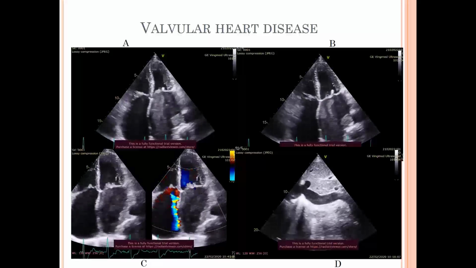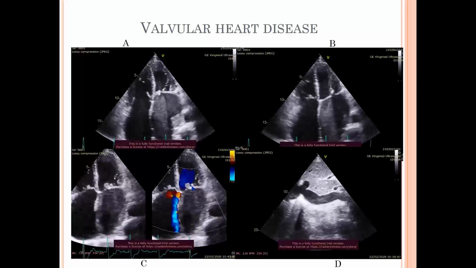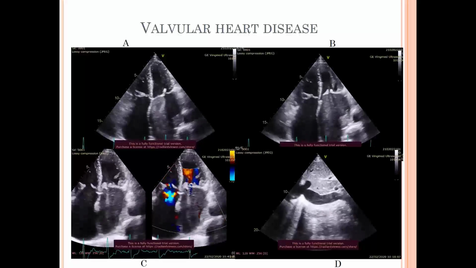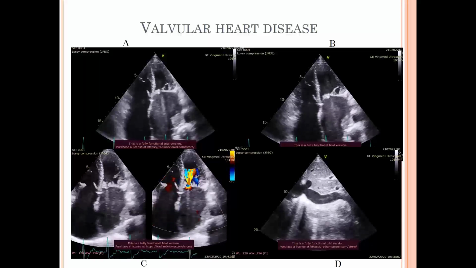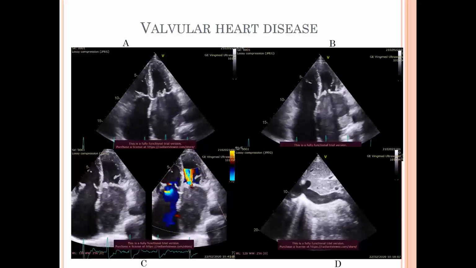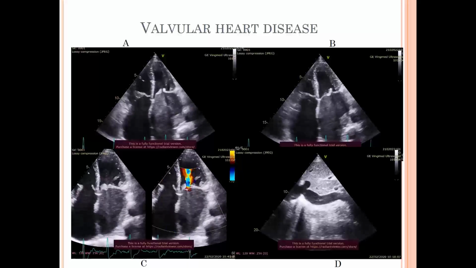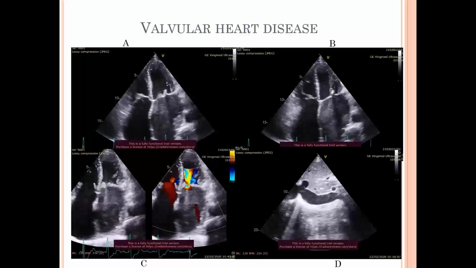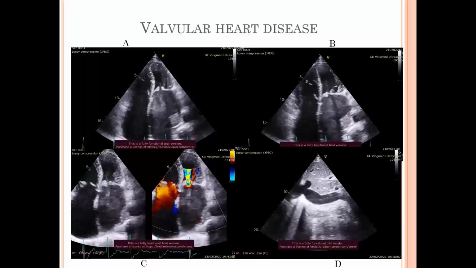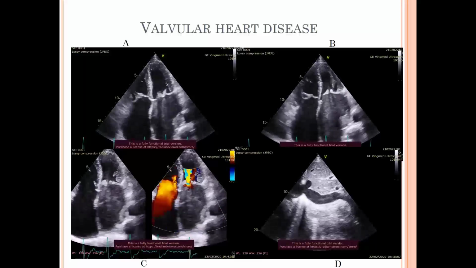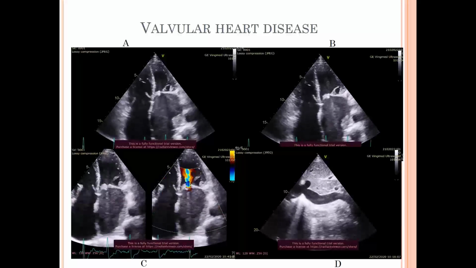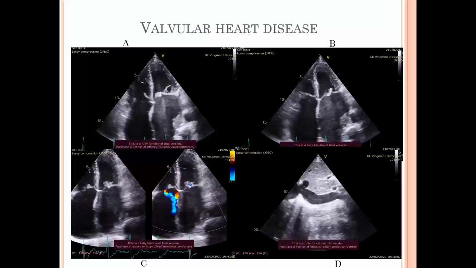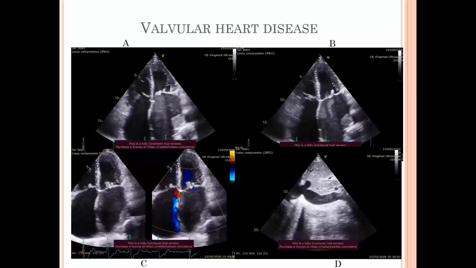In panel B, it's the same thing again, with the heavy spontaneous echo contrast in the left atrium. Let's look after displaying the color in panel C. Severe tricuspid incompetence with an eccentric jet towards the interatrial septum, and there is turbulence and aliasing across the mitral valve flow.